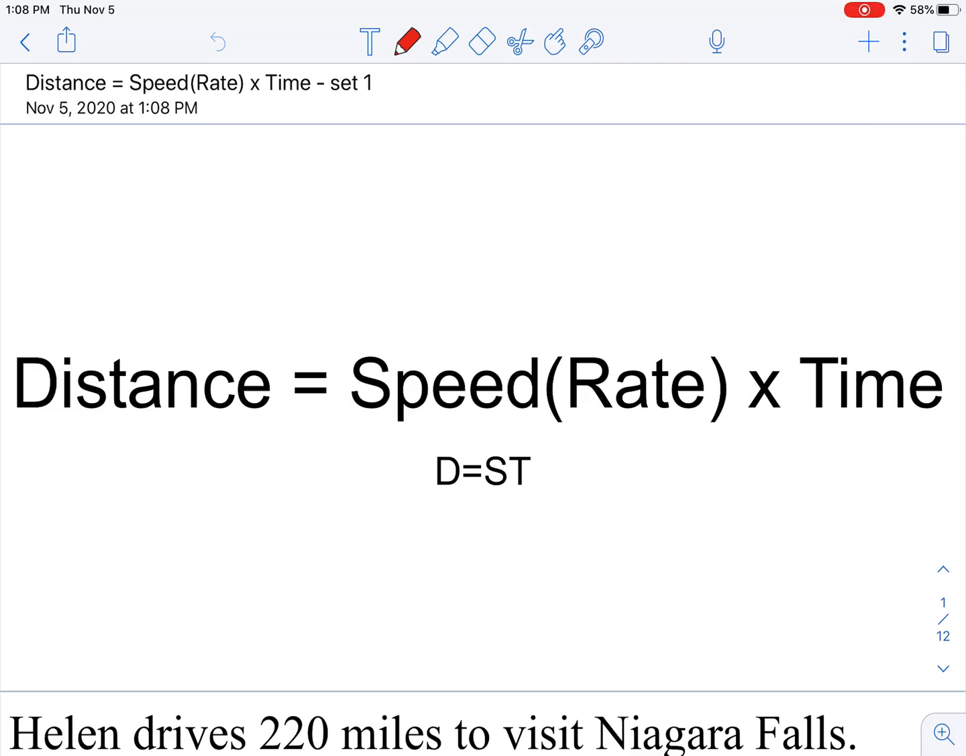Today we are going to start using a different formula. So far we have used the area formula for rectangles and squares, area equals length times width. Same basic process, it's just a different formula. And this is a very helpful formula, like if you're planning a trip and you need to know how long it's going to take you to get there so you can plan. So this one's a really good real life formula to use.